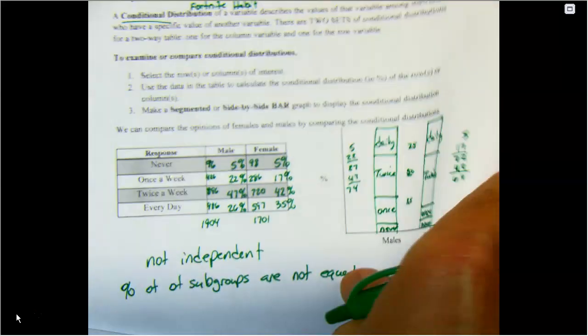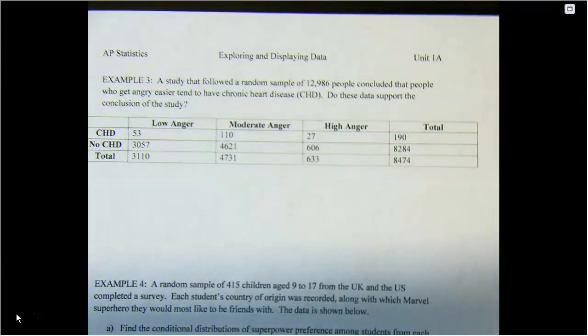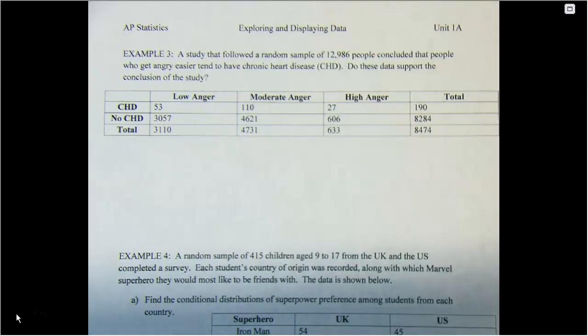So that was page 4. Now we're going to come back here and do page number 3. A study that followed a random sample of 12,986 people concluded that the people who get angry easier tend to have chronic heart disease. Does the data support the conclusion of the study? Basically we want to see, does their anger have an impact on coronary heart disease?